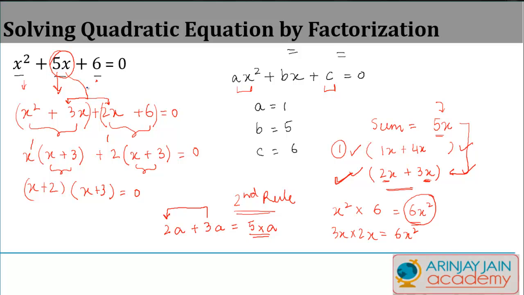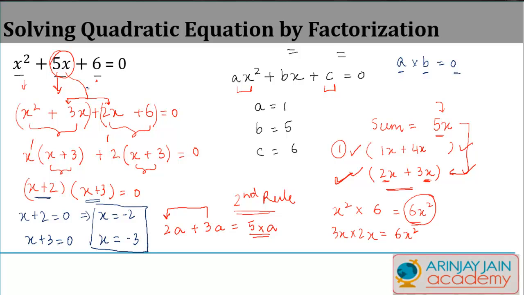Now another interesting aspect. Whenever we have the product of two numbers a and b as 0, we say either of these two numbers has to be 0. If they are not, then their product cannot be equal to 0. So what this means is that either x plus 2 is equal to 0 or x plus 3 is equal to 0, which means that x is equal to minus 2 or x is equal to minus 3. So these two are the solutions of the quadratic equation x squared plus 5x plus 6 is equal to 0.